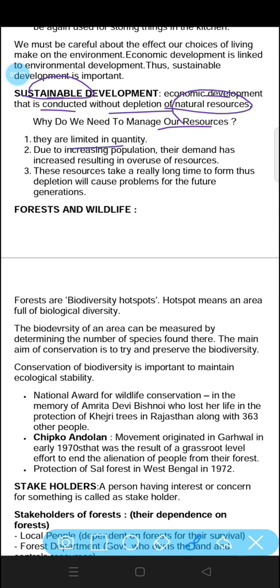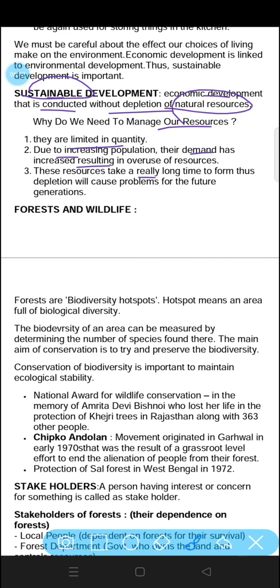Because first of all, they are present in limited quantity. So if we do not use them with proper care, they will get depleted in the upcoming time. Next, due to increasing population, the demand has increased, resulting in the overuse of resources. The population is increasing day by day, but the resources are still limited, so we are supposed to use them with proper care.